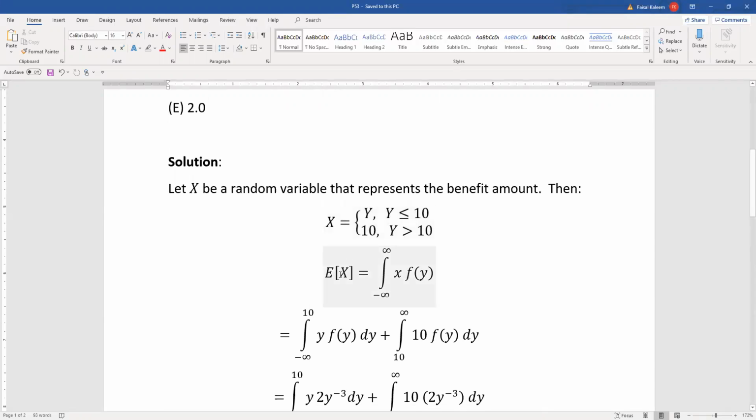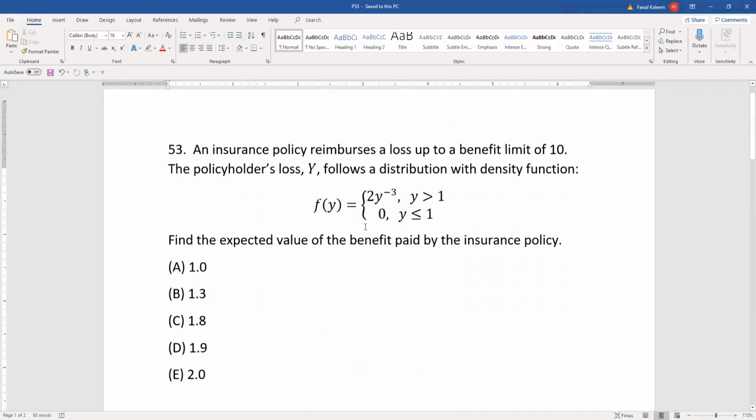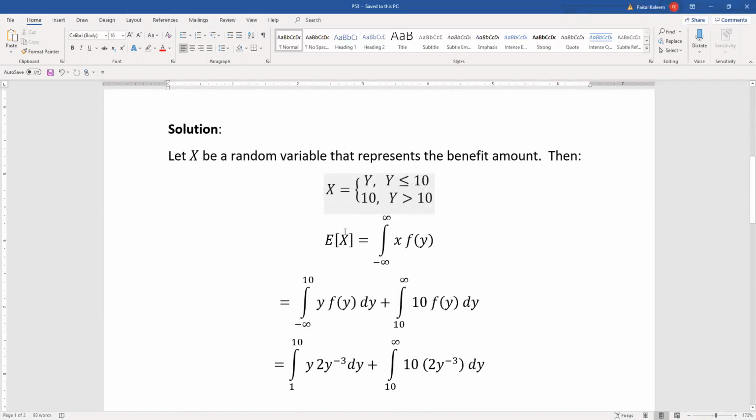So expected value of X is what we need, expected value of the benefit. So we integrate X against f of Y. Normally for expected value of X, we would do integral of X fx. But eventually we'll be changing this X in terms of Y, and we have to because we only have the PDF of Y. So eventually this X will be replaced by Y, and so all the expression will be in Y, and therefore we integrate it against Fy.